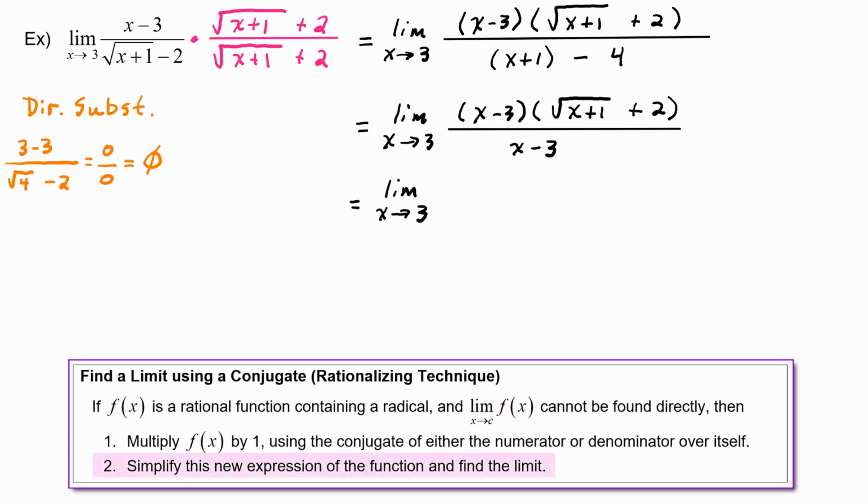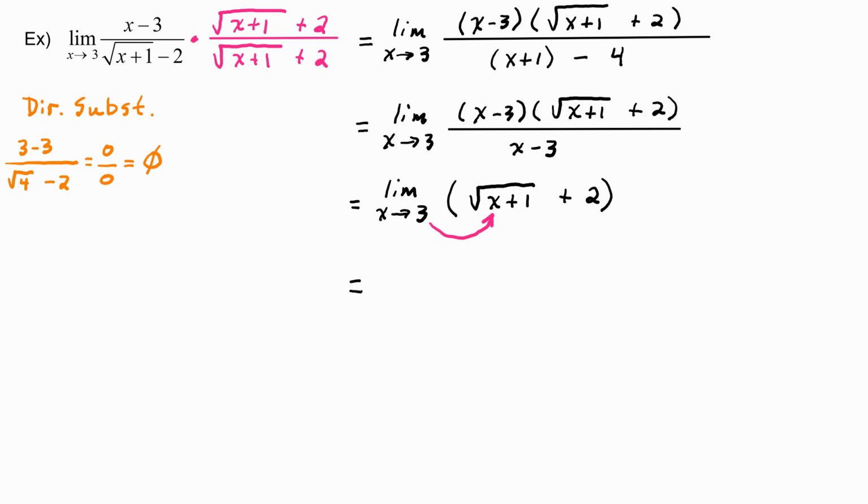So the next step is to simplify this new expression and find the limit. In the limit, we are allowed to cancel out the common factors, so our expression becomes quantity radical x plus 1 plus 2. Once we simplify, we always try direct substitution next. Once we plug that 3 in, this becomes equal to square root of 4 plus 2, which simplifies to be 4.